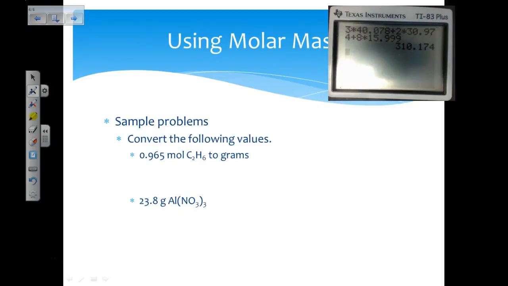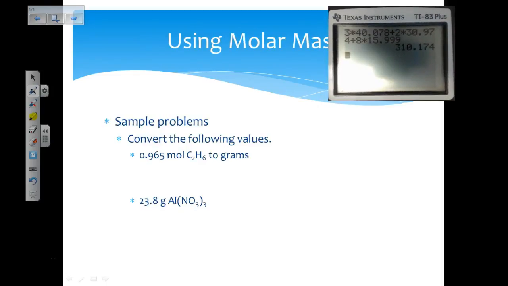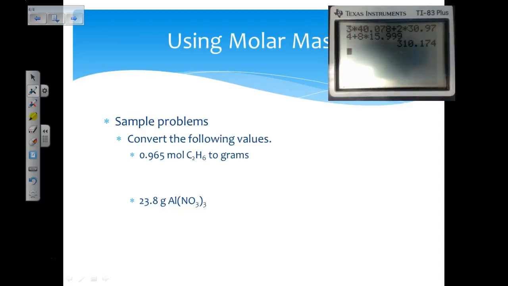How are we going to use molar mass? Well, we're going to use molar mass by converting, or interconverting, between grams and moles. And so we're going to take these values and find the molar mass and use that then to convert moles to grams.